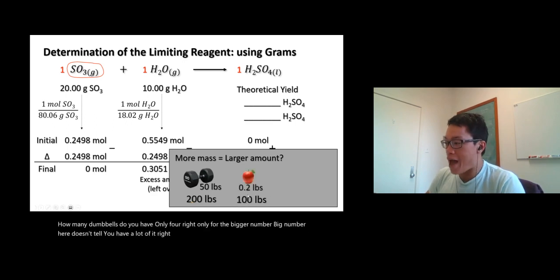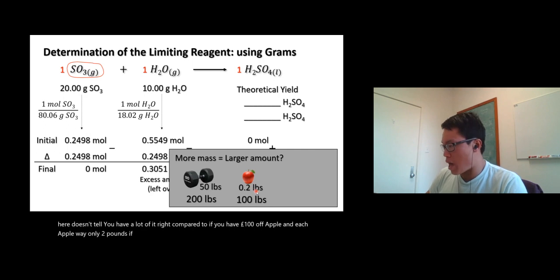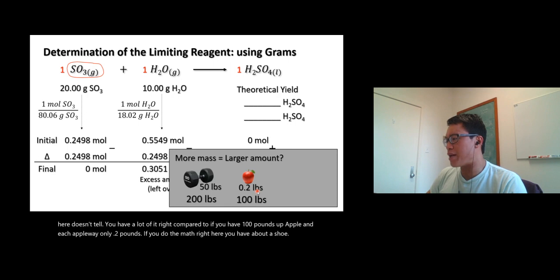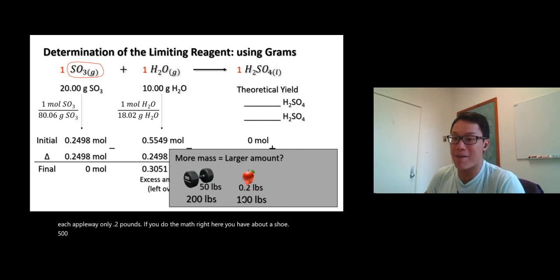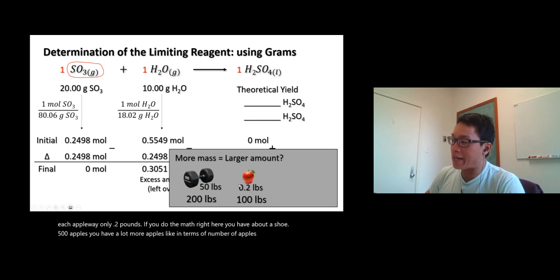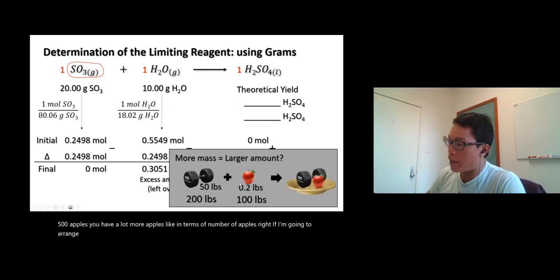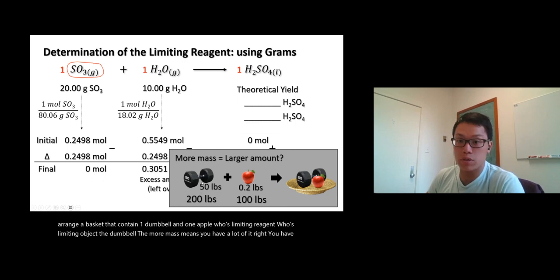Compared to if you have 100 pounds of apples, and each apple weighs only 0.2 pounds. Well, if you do the math right here, you have about 500 apples. You have a lot more apples in terms of number, right? If I'm going to arrange a basket that contains 1 dumbbell and 1 apple, who's the limiting reagent, who's the limiting object? The dumbbell. More mass doesn't mean you have a lot of it, right? You have to convert, you have to look in moles.